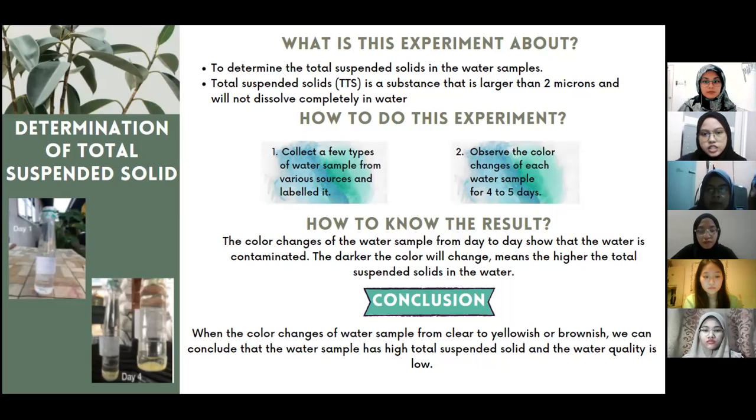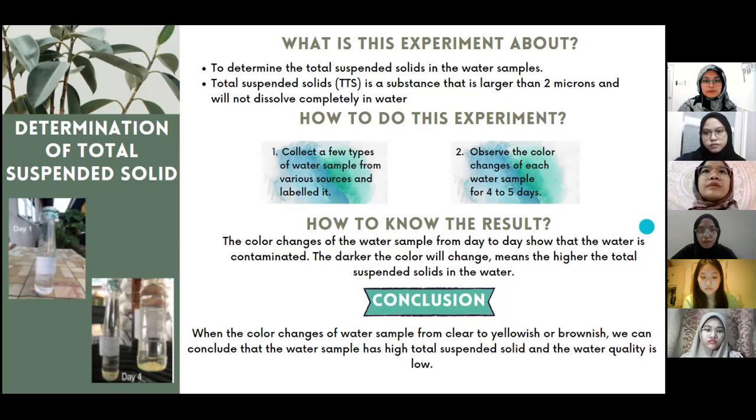Next, observe the color changes of the water sample for 4 to 5 days. So how can we know the result? First and foremost, you can get the result by observing the color changes of the water sample from day to day. If color changes occur, that means the water sample is contaminated. When the color of the water sample changes and becomes darker than the original color, it means the water sample has high total suspended solid. Therefore, we can conclude that the water sample has a high total suspended solid and low water quality if the water sample changes color from clear to yellowish or brownish. Okay, now I will pass to the next presenter.